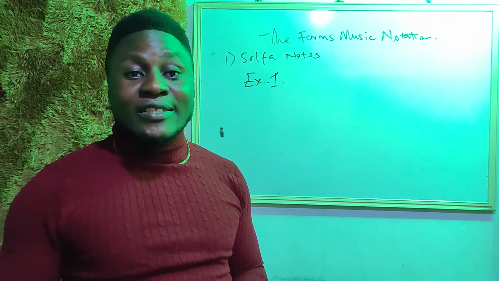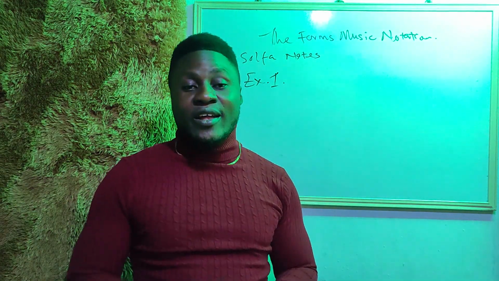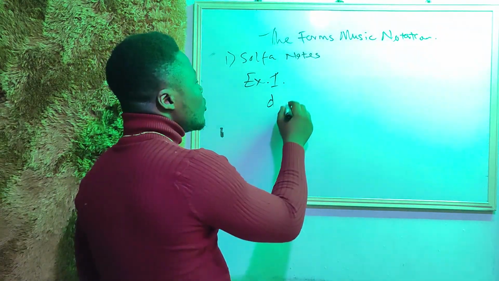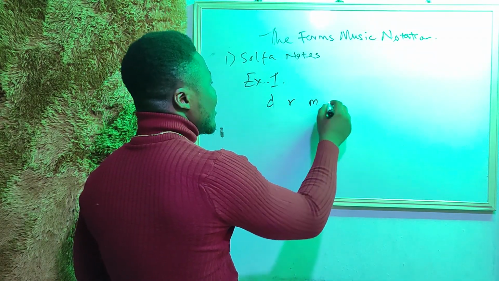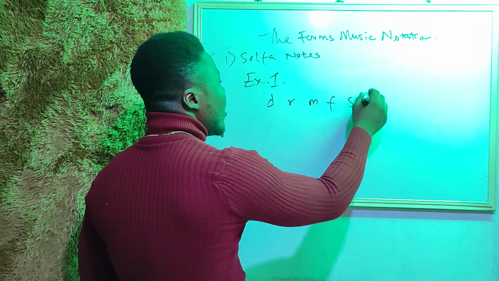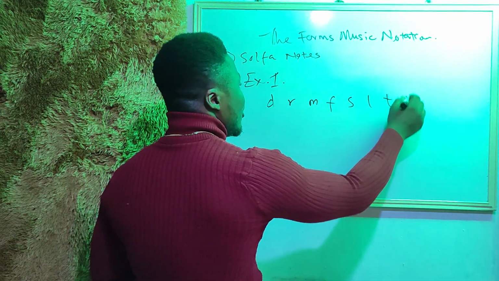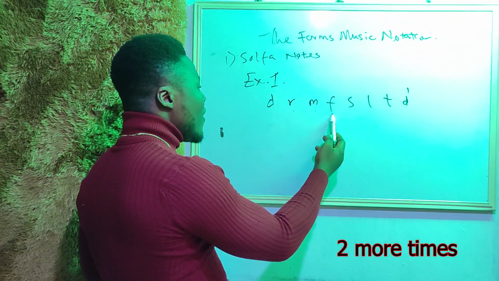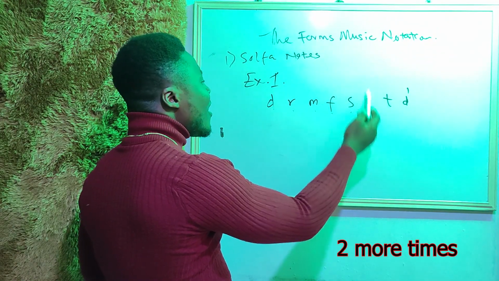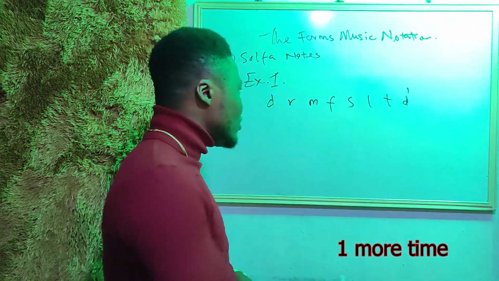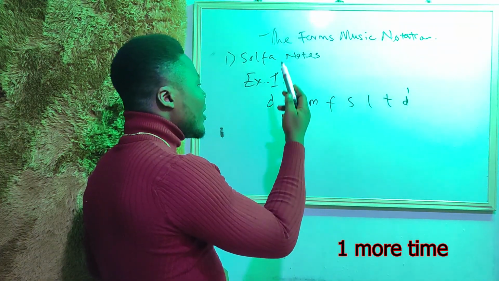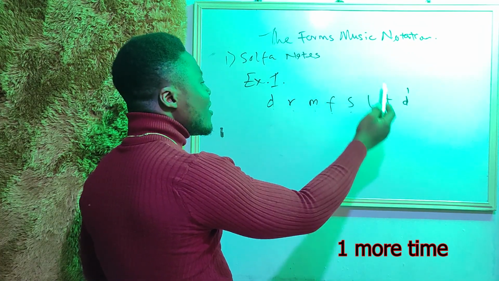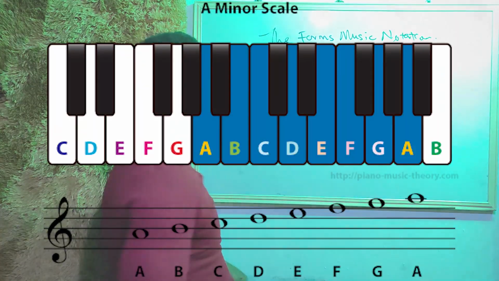So we start by singing the major scale. Sing along with me. Do, re, mi, fa, sol, la, ti, do.